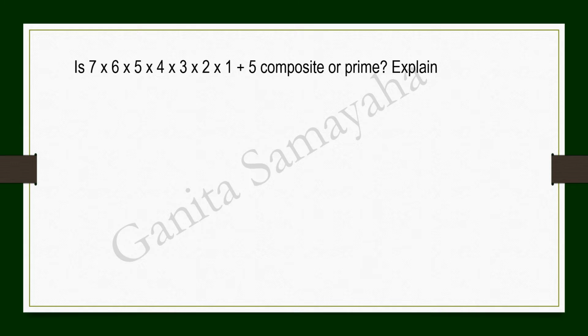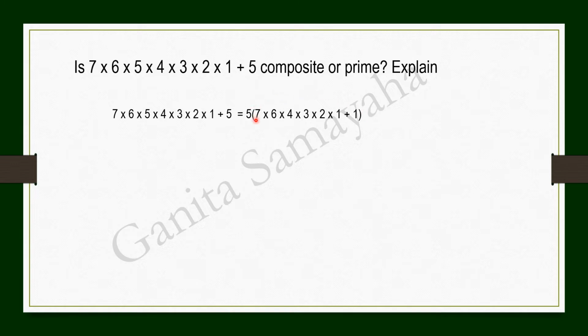Explain. We have already seen that if we have such problems, there will be some common factor. So what is a common factor here? Yes, 5 is the common factor. So let us simplify this and write it. We can write this as 5 into 7 into 6 into 4 into 3 into 2 into 1 plus 1. So in this entire thing we have taken 5 as a common factor and simplified it.